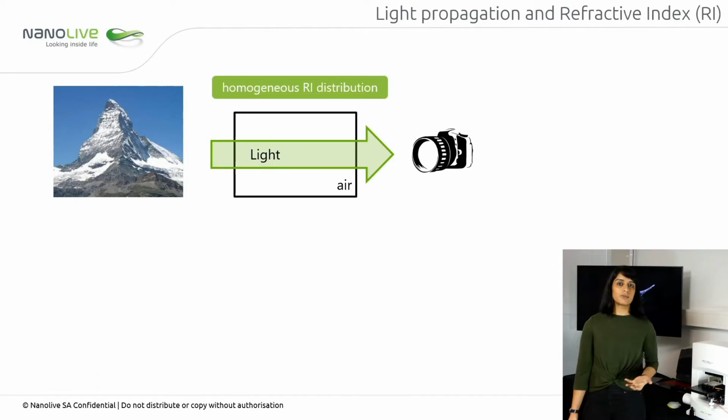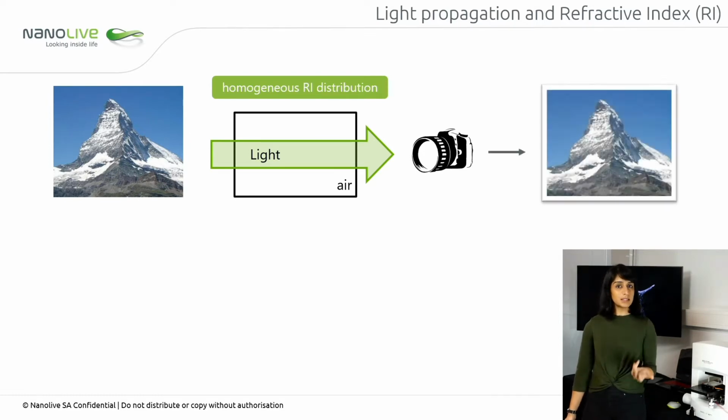So why is the refractive index important, and why is that what we chose to pick up with our microscope? Here you have an example, just to simplify the concept, of a mountain that you want to take a picture of on a summer day. So say you want to take this picture, you will have the light that travels to the objective, and it goes through air, which is a very homogeneous distribution of refractive index. So the resulting image that you will get is a picture of the mountain as you see it.